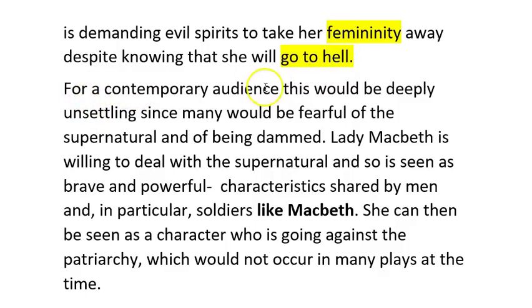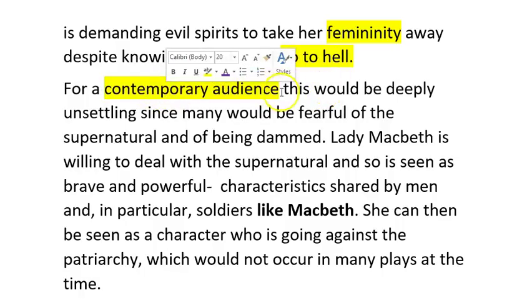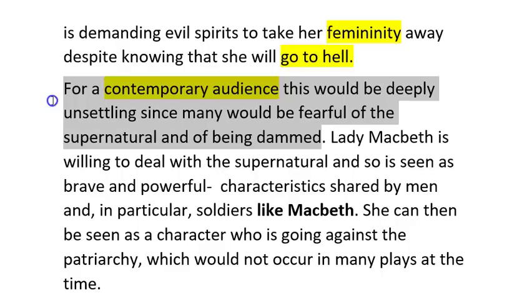"For a contemporary audience," again this is context, and the word contemporary is subject-specific vocabulary and terminology. "This would be deeply unsettling, since many would be fearful of the supernatural and of being damned." So really the whole of that paragraph is context. And it's context that's relevant to her fear of going to hell. It's not just there to show that the writer can include context. It fits the writer's argument.